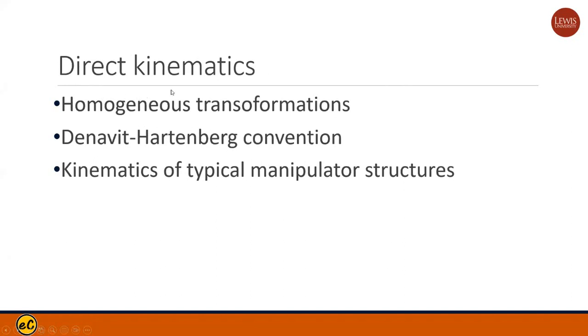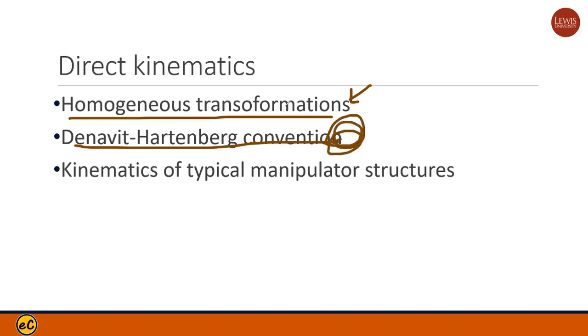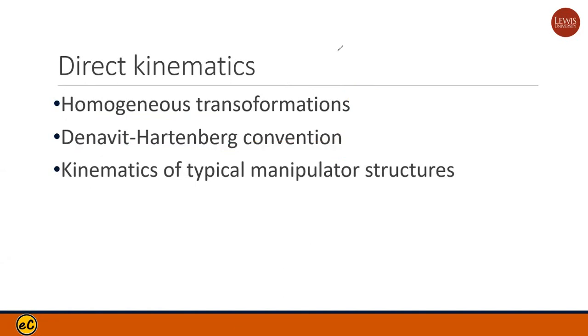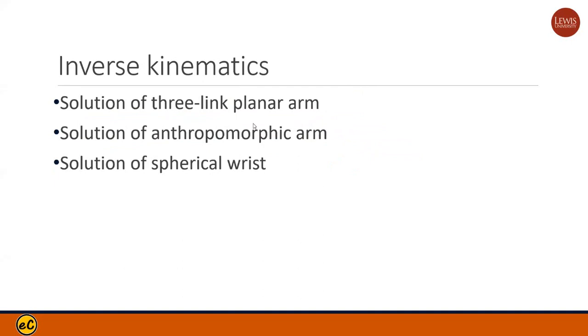Direct kinematics, including the homogeneous transformation, we will do later. Then it'll be the Denavit-Hartenberg convention, which is next week. So we are going to talk about direct kinematics, which describes where your sensor is. Then there's inverse kinematics.